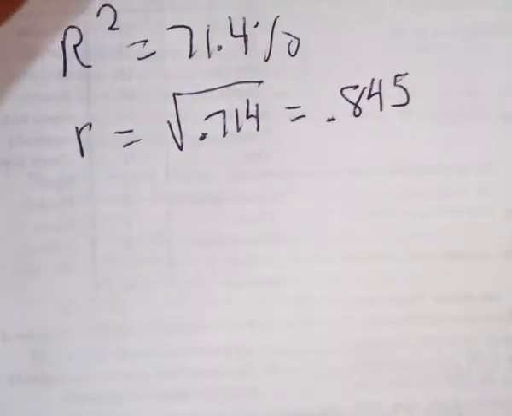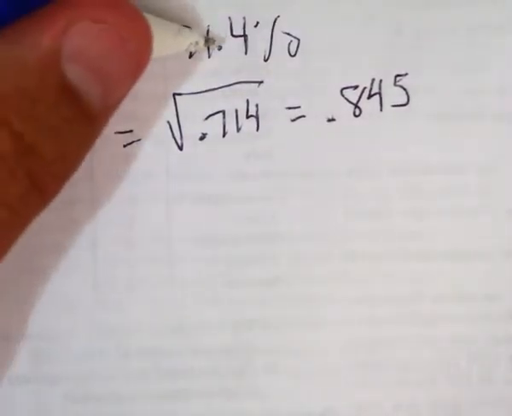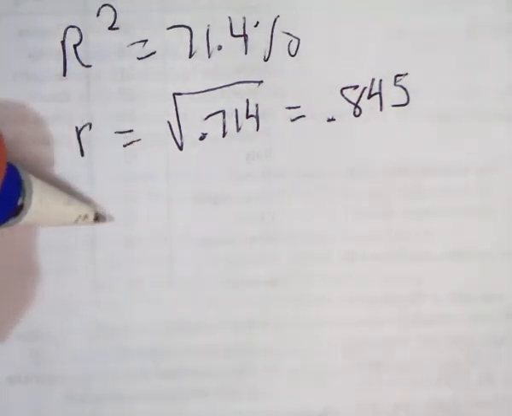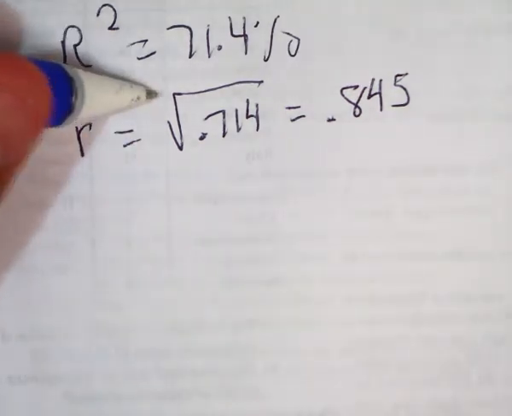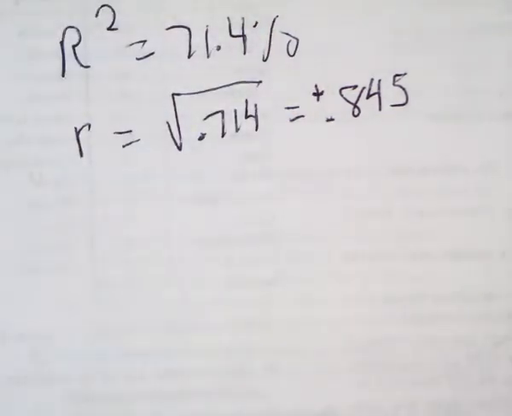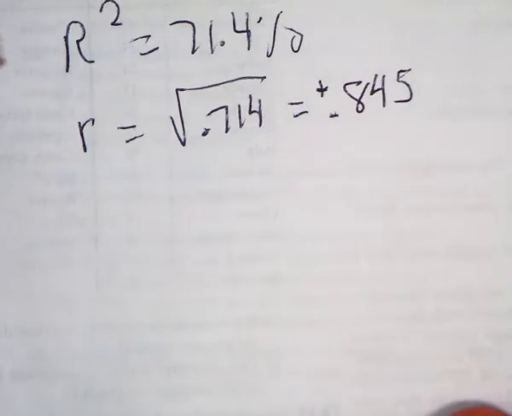Now the other thing you've got to watch out for is the direction. Okay, so do we expect this to be positive or negative? We already answered that in question 7. We expect this to be positive. So it'll be positive 0.845. Okay, that's question A.